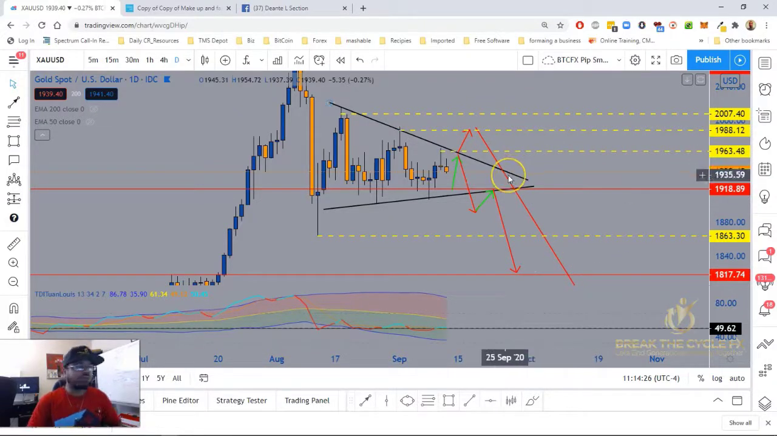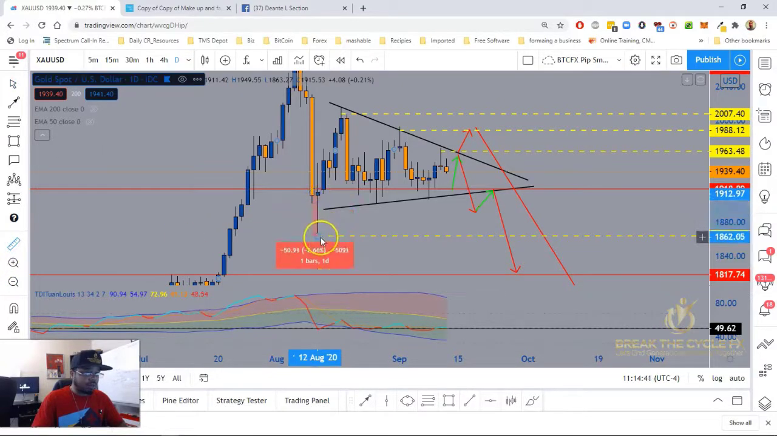All right. Now, remember, this is gold, guys. Gold is going to do what it does. So you really got to be cautious because gold likes to act a little bit erratic at times. Like here, price was falling. Boom. 500 pips down.